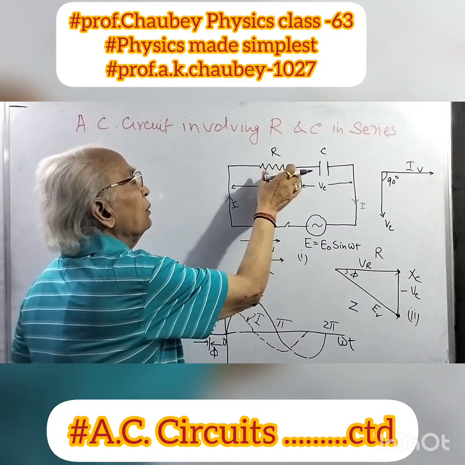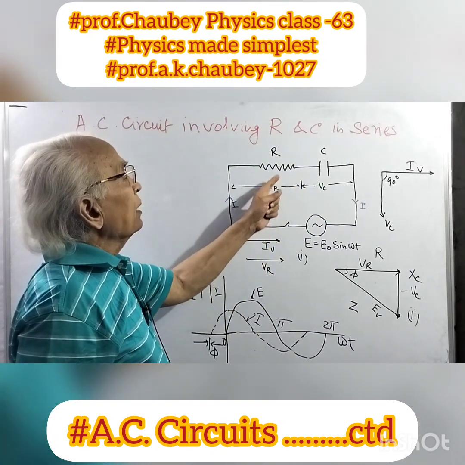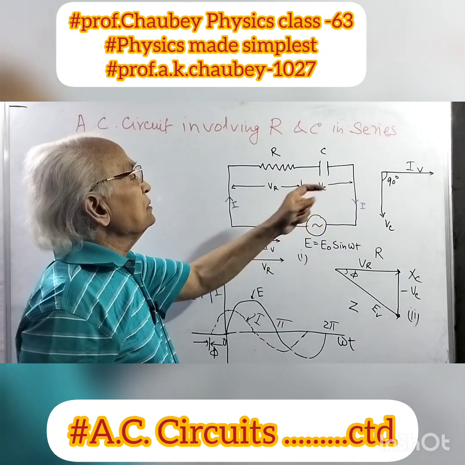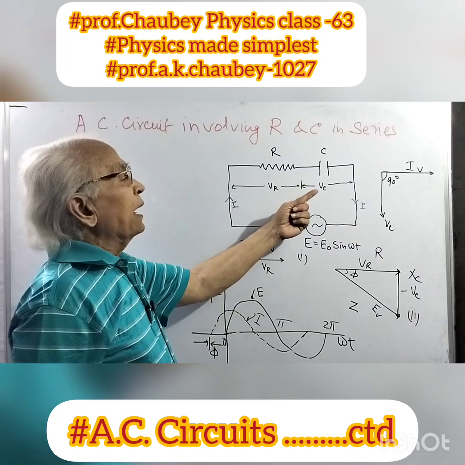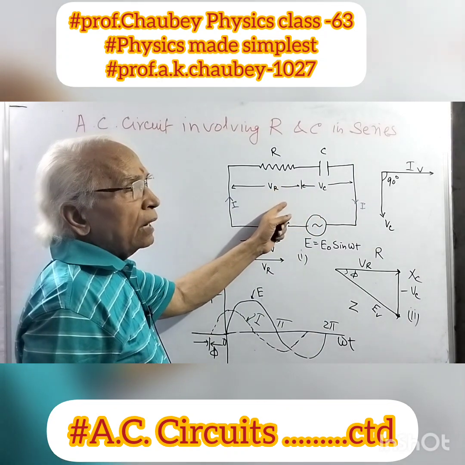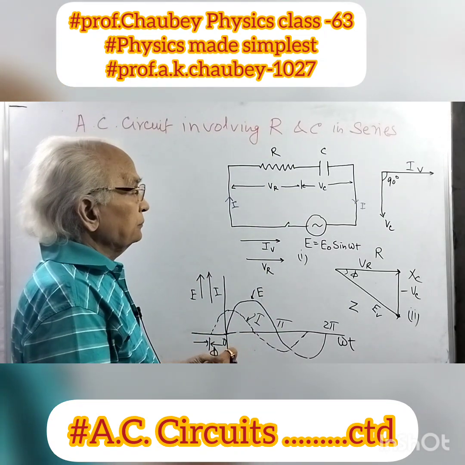So this current flow here gives a potential drop, IR drop here, that is VR, and a potential drop across the condenser, that is VC. You know that this is I into XC, this is I into R. So this is the situation.